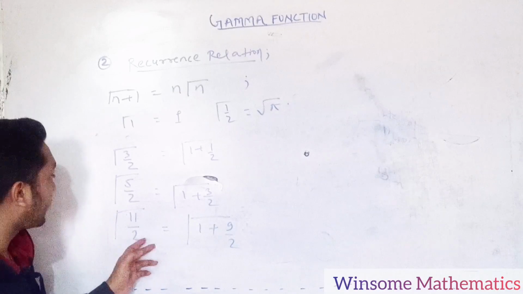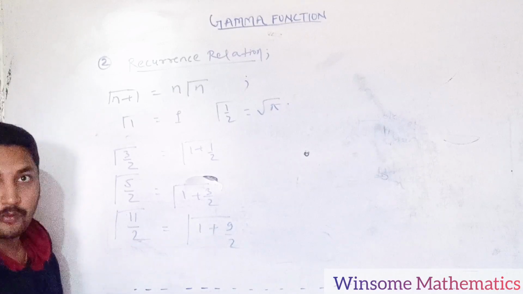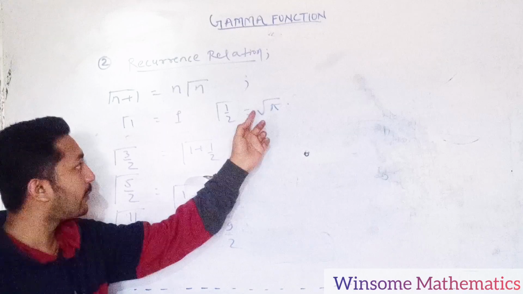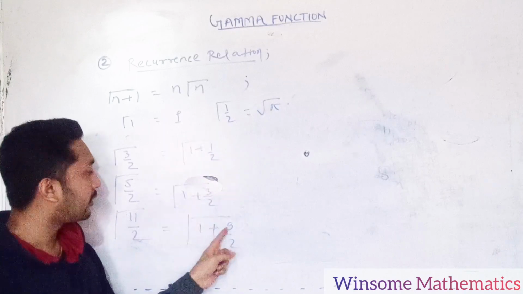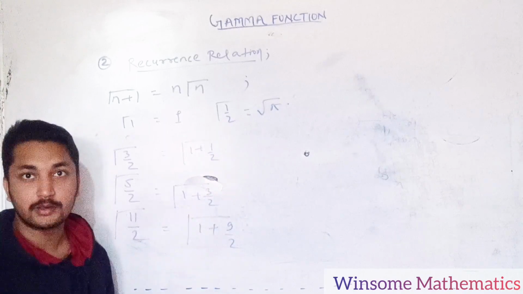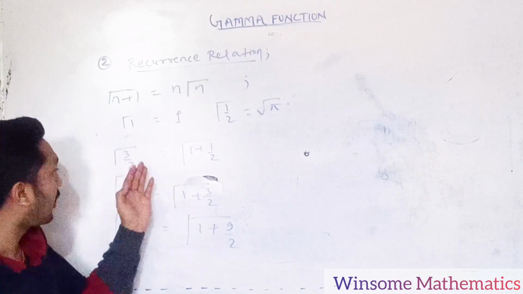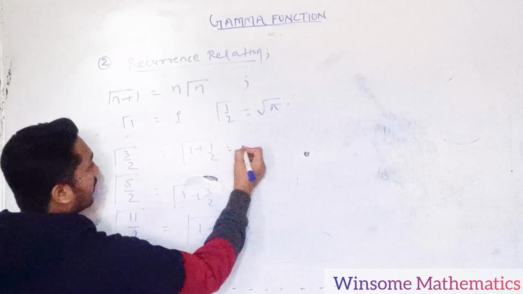Okay, so simply we can write it, but we only know the value of gamma 1 by 2, not gamma 3 by 2, not gamma n by 2. Then how to solve it? So simply, first we will solve 3 by 2. What does it come out to be?